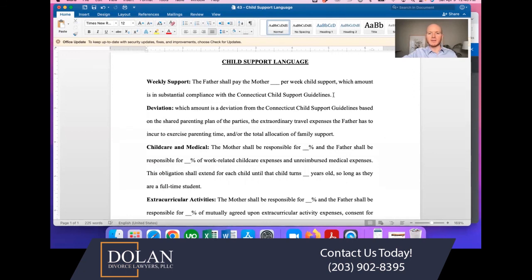Another thing that you might want to insert here is that child support shall be paid by automatic wage withholding. That way, it can be set up to automatically be taken out of the obligor's pay. So the person who's paying child support, it's automatically taken out of their pay. So that might be another thing you want to insert there.